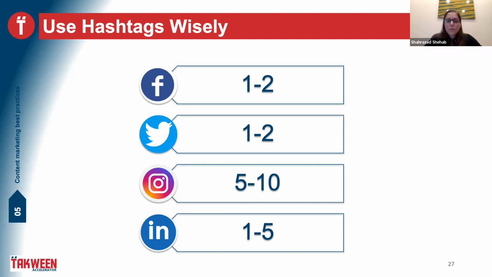For Instagram, you can go big and you can add up to 30 hashtags, but personally, I wouldn't recommend going that big. So you can use up to 10. For LinkedIn, 1 to 5 maximum. And always keep in mind that you should add relevant hashtags, and too many hashtags can sometimes become a distraction for your audience.